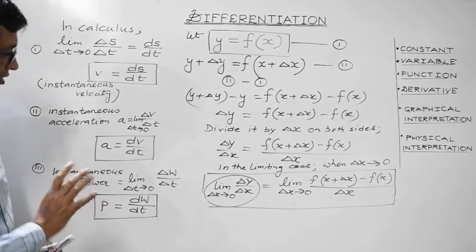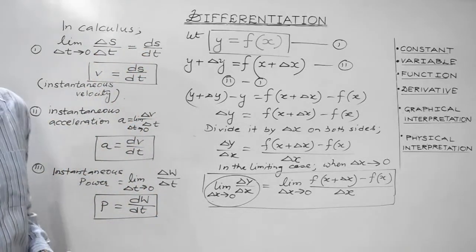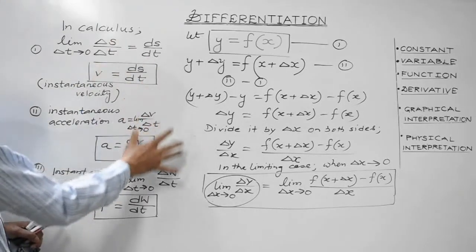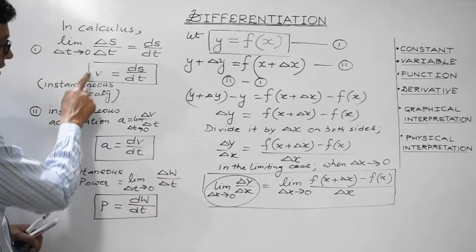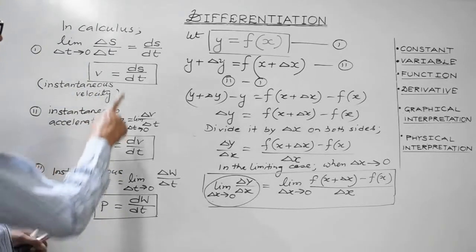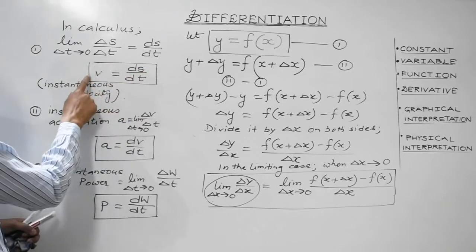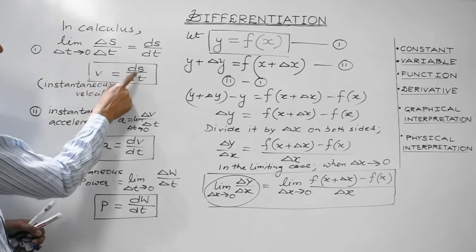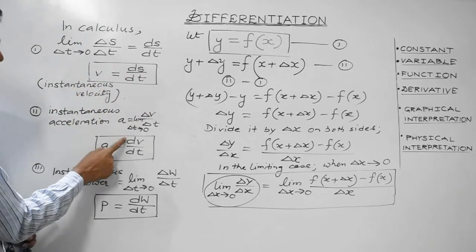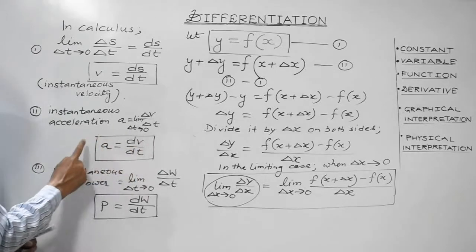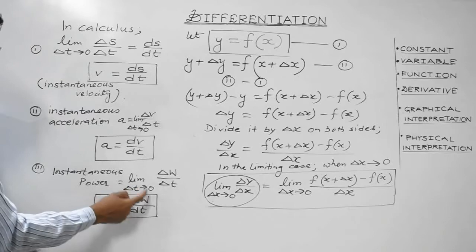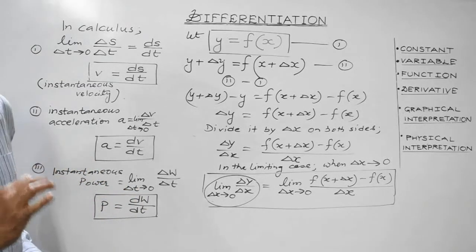So students, I sincerely hope that this concept must be pretty clear, right? So these are some physical quantities which may be expressed using calculus. Time rate change in the displacement is velocity. Differential coefficient of displacement with respect to time will give you instantaneous velocity. Differential coefficient of velocity with respect to time will give us acceleration. Differential coefficient of work with respect to time will give us instantaneous power.